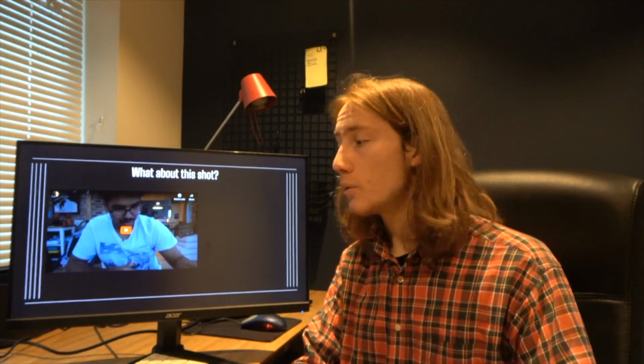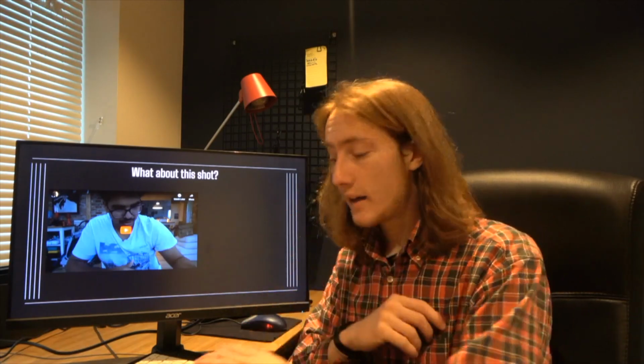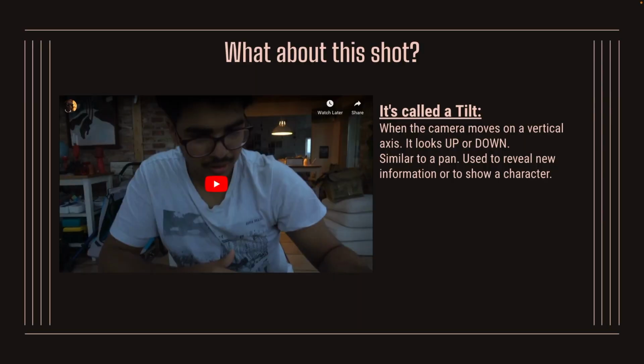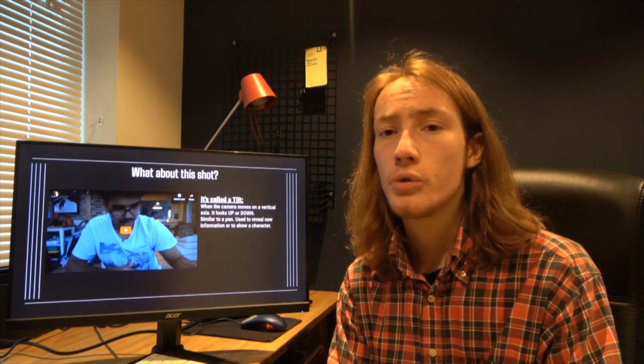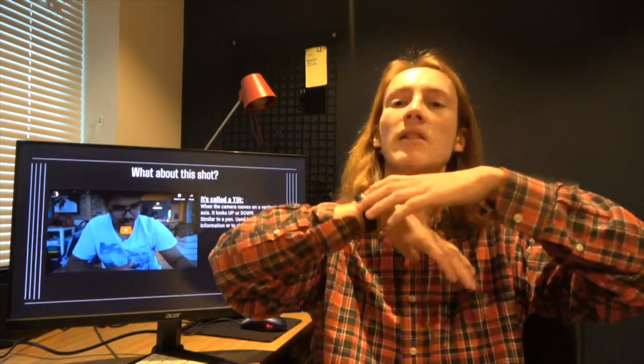Now, a pan moves on a horizontal axis from left to right. This seems like it moves on a vertical axis. It went from down to up. That is called a tilt. A tilt is when the camera moves on a vertical axis. It looks up or down. Similar to a pan, used to reveal new information or to show a character. And by show a character, I mean can reveal a character by just showing their shoes first, then tilting up to see their full presence.